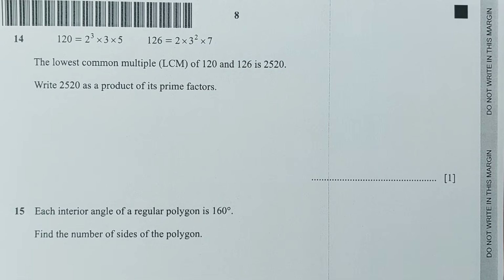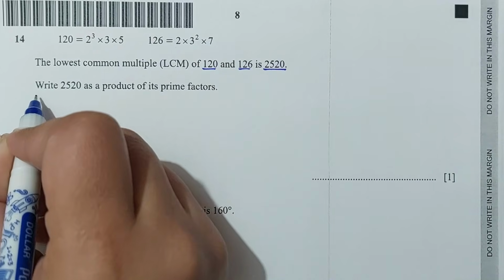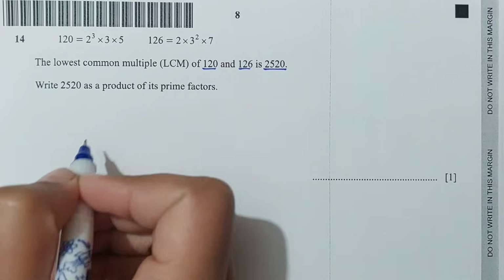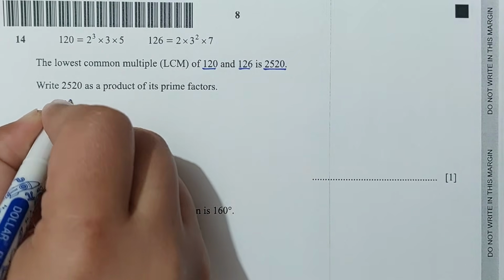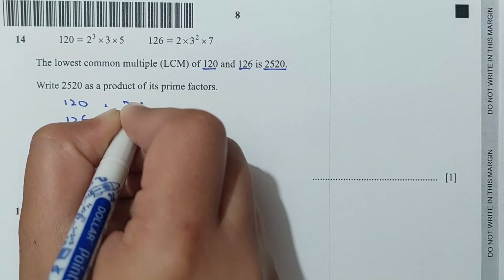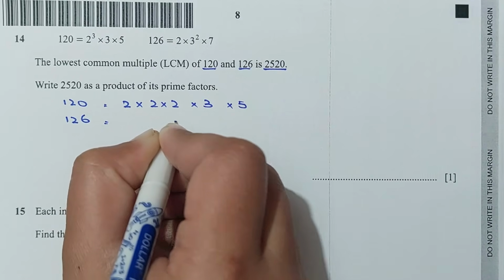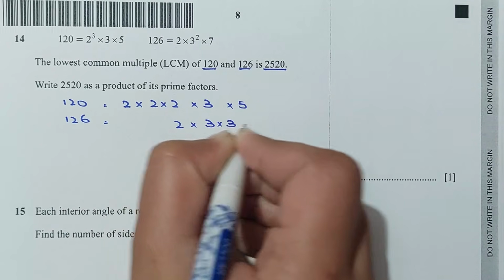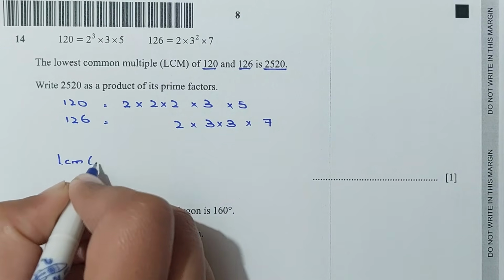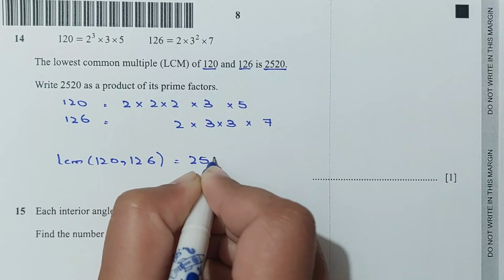Question number 14. The lowest common multiple of 120 and 126 is this number. Write this number as a product of its prime factors. The lowest common multiple. Okay, so 120 and 126. The prime factorizations are 2 into 2 into 2 into 3 into 5. And here we have 2 into 3 into 3 into 7. Okay, so we have to find the LCM. LCM of 120 and 126. And this is equals to 2520.